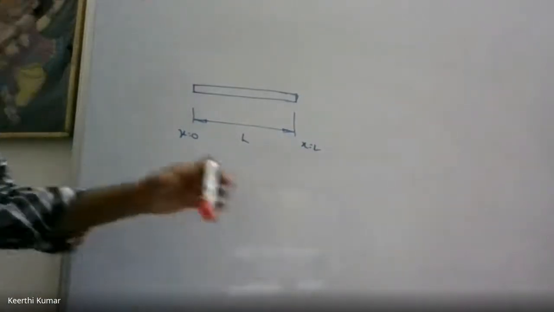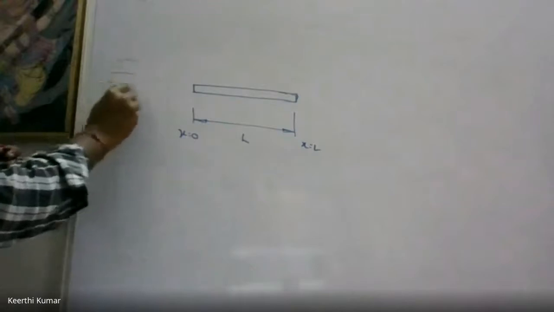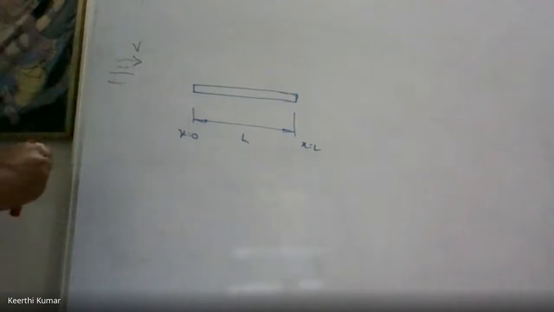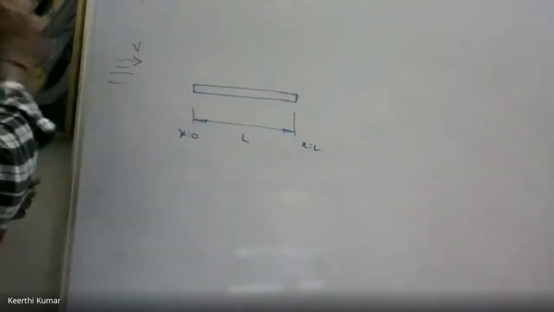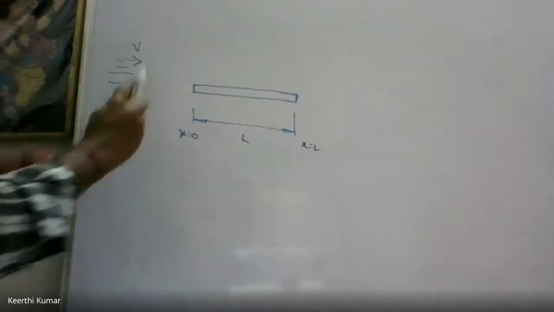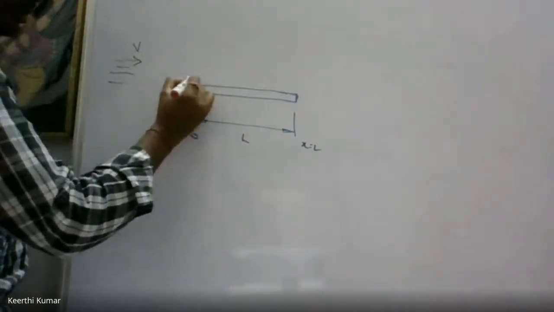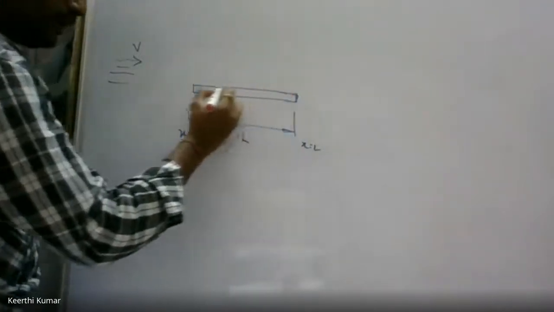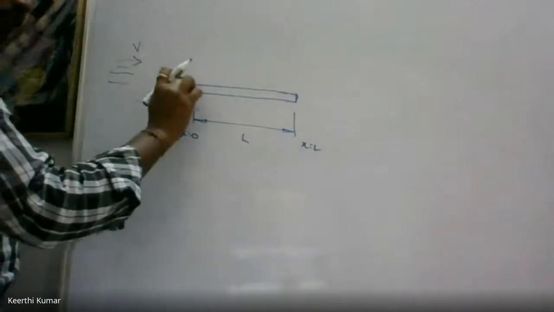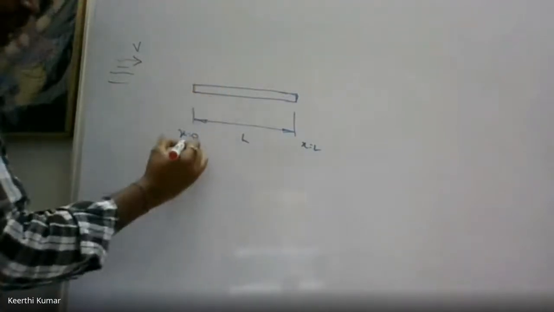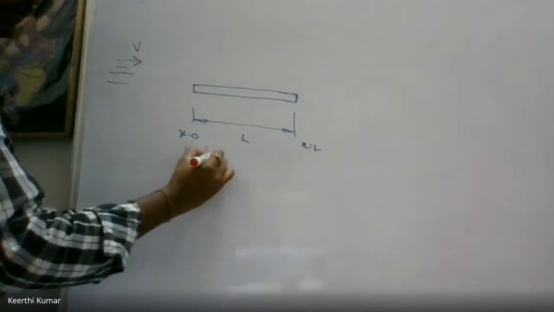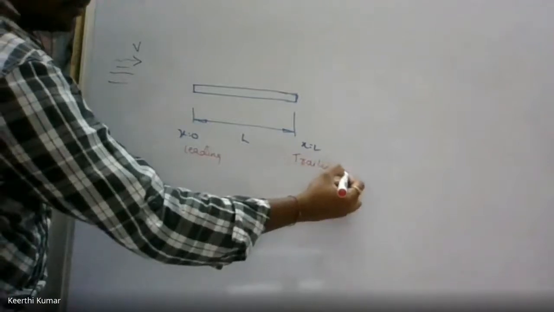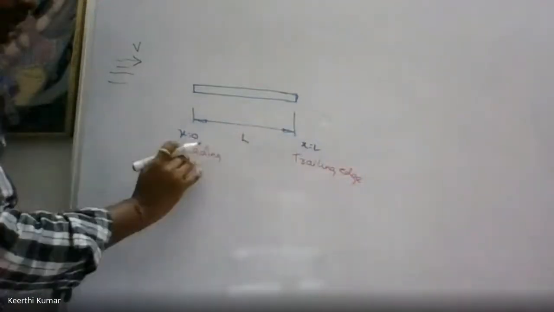Now, if I allow the air to blow over the surface at some velocity, what will happen? We can observe that the layer which is nearer to the surface, the velocity of the air nearer to the surface, will be zero. This edge is called the leading edge, and this is called the trailing edge. The trailing edge is at the end and the leading edge is at the beginning.